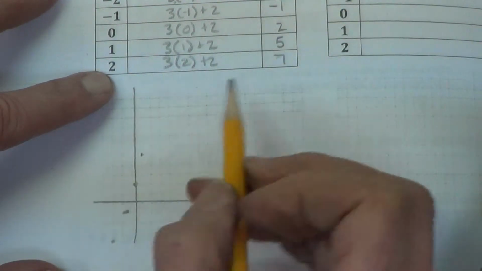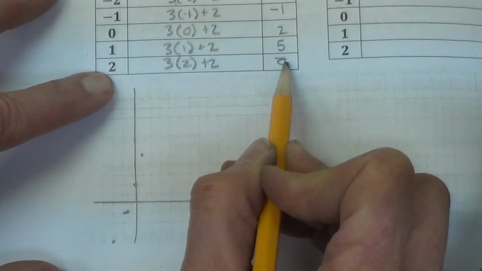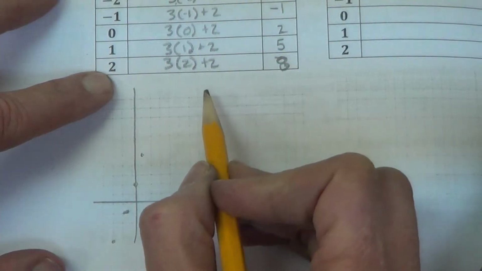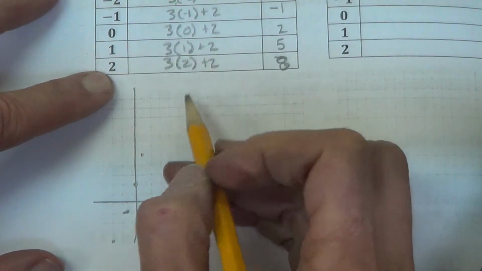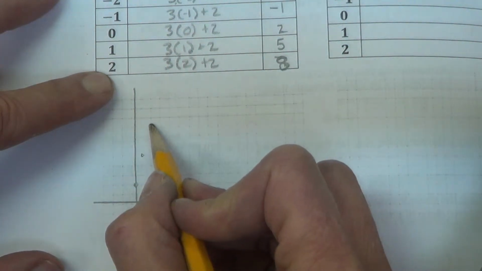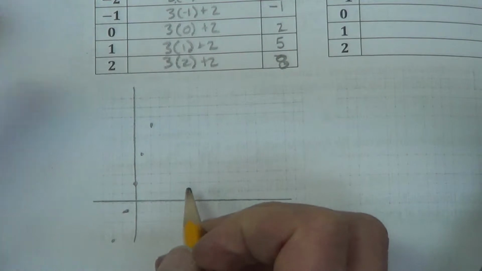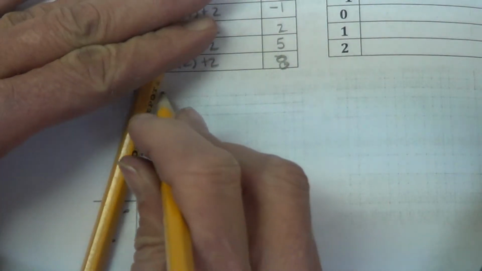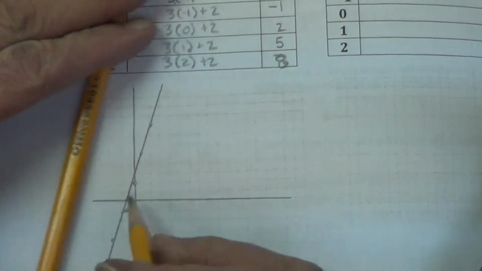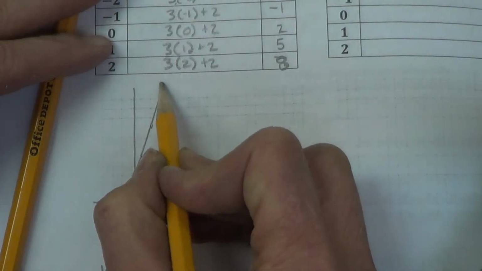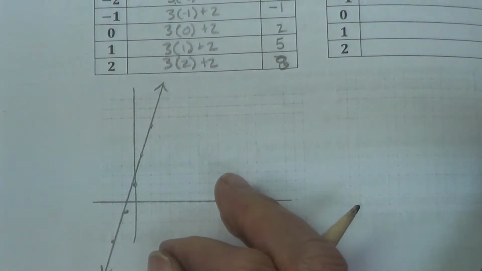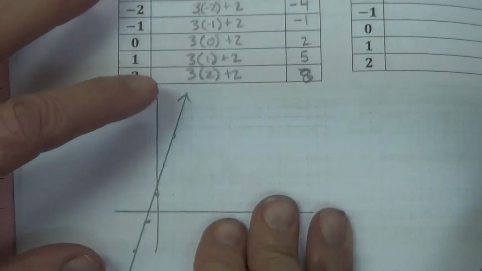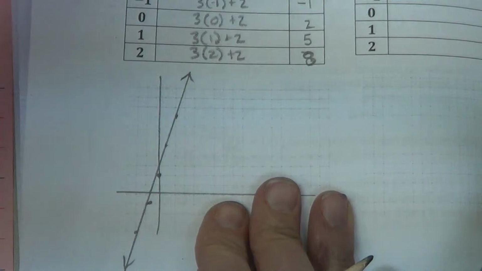I'm sorry, at 2 we should be at 8. That was a little mathematical error because 3 times 2 is 6 plus 2 is 8. The reason I caught it is because the slope would have changed on that last point. So there is our function, linear function. Remember, linear means straight line. This came out as a straight line, so everything's in agreement there.